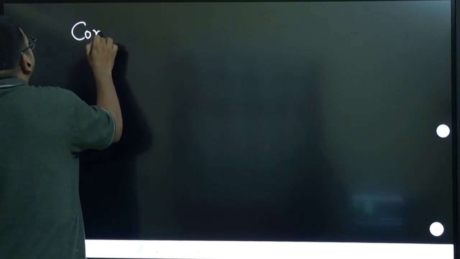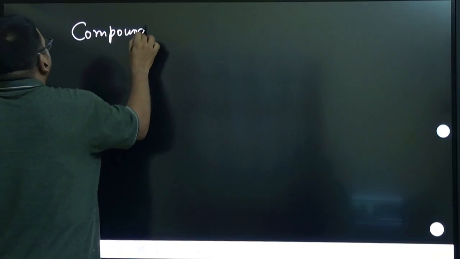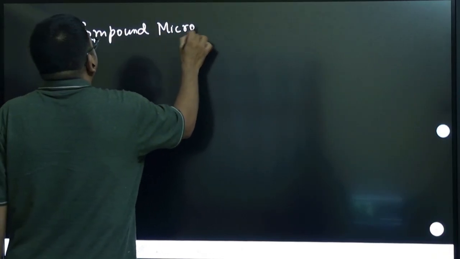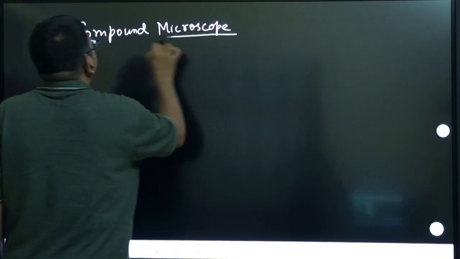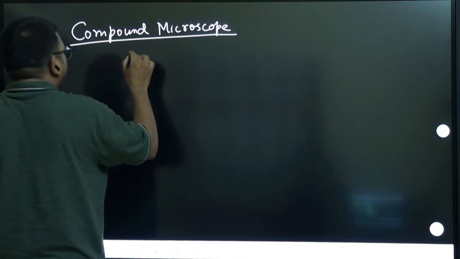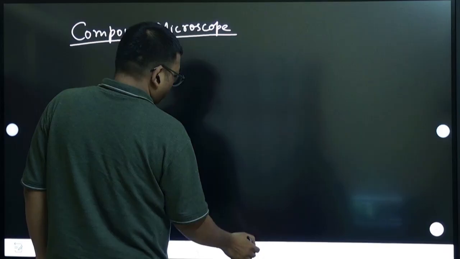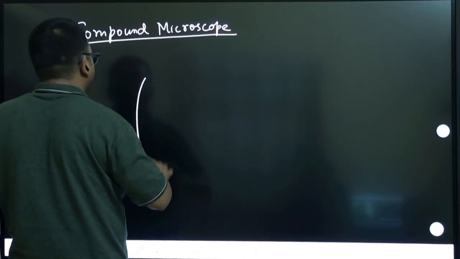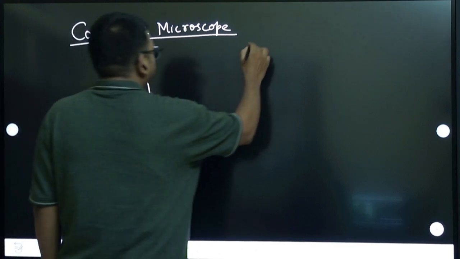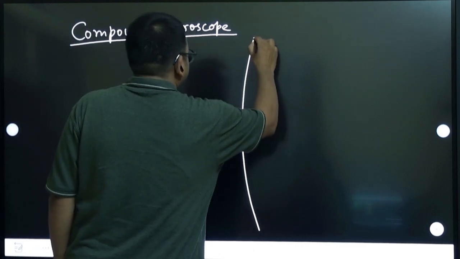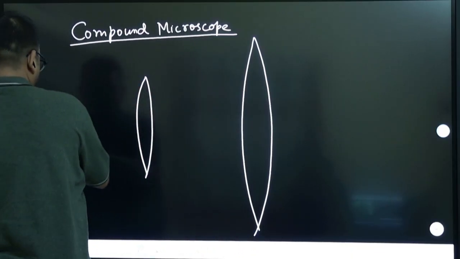Okay, so let us cover the remaining topics of optical instruments in this class. Right. So let's start with compound microscope. What happens in a compound microscope means we use a small objective. Two lenses are there: there is an objective lens and there is an eyepiece lens, like this.